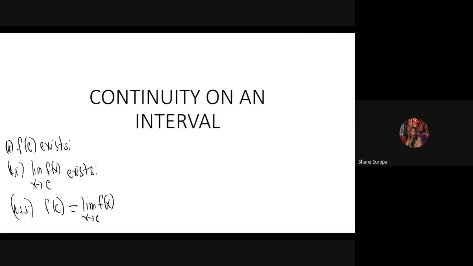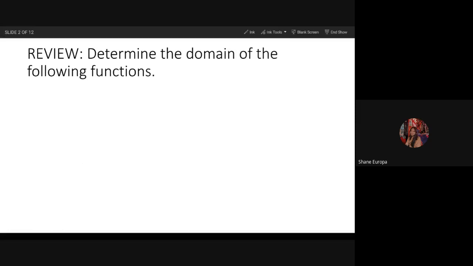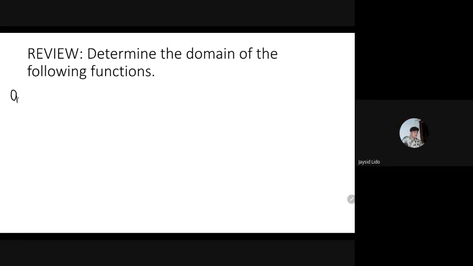Before we proceed with the discussion, I would like you to determine the domain of the given function. When you say domain, those are the permissible values of x that will make the whole function defined. Okay? Say for example, the function is y equals 2x plus 1. Can you state the domain?